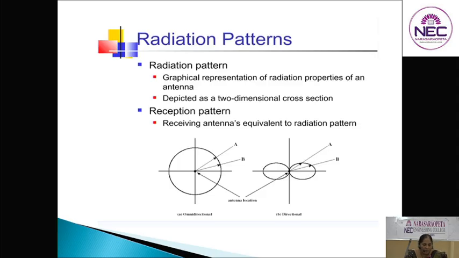What is radiation pattern? Graphical representation of the radiation properties of an antenna is called the radiation pattern. It is depicted as a two-dimensional cross-section. So here it shows the graphical representation of the radiation patterns. First figure here represents the omnidirectional radiation pattern, and figure B represents the bidirectional radiation pattern.